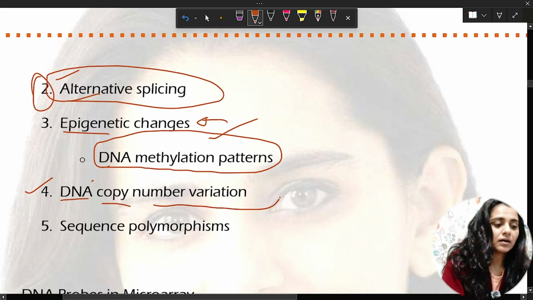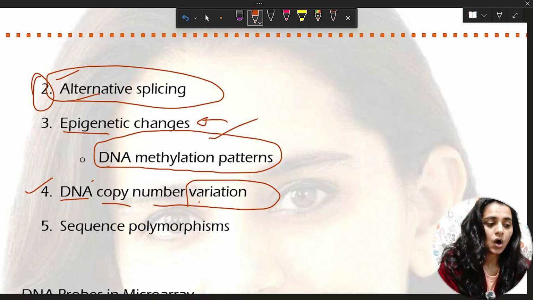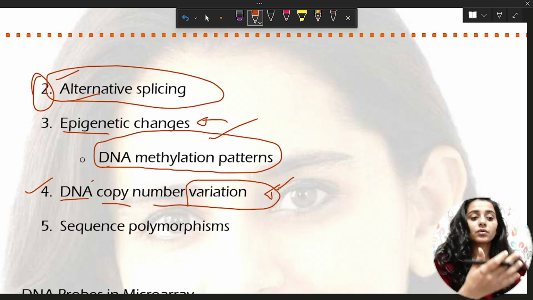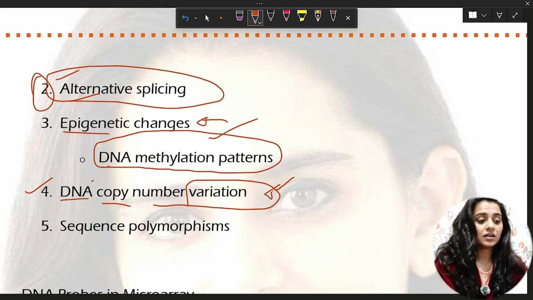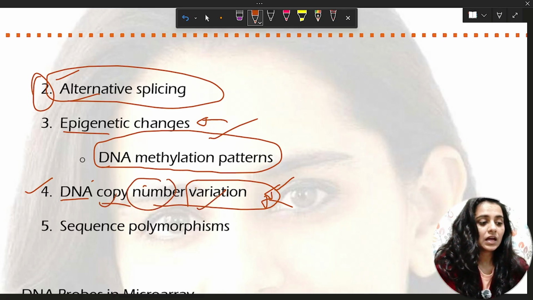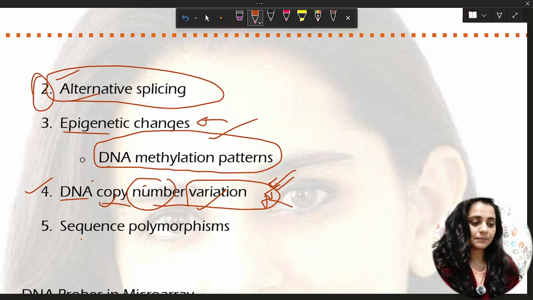DNA copy number variation. In different DNA, what is their copy number, and what is the replication procedure, the replication rate, will be considered as the varied number of copies. And this is also studied with the help of microarray.